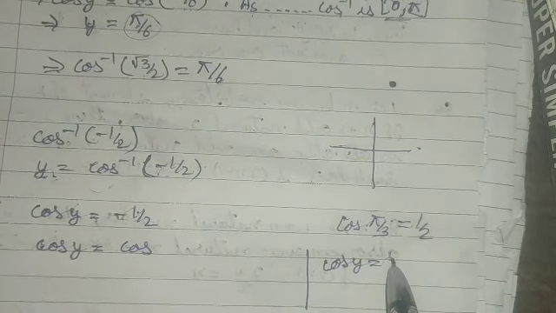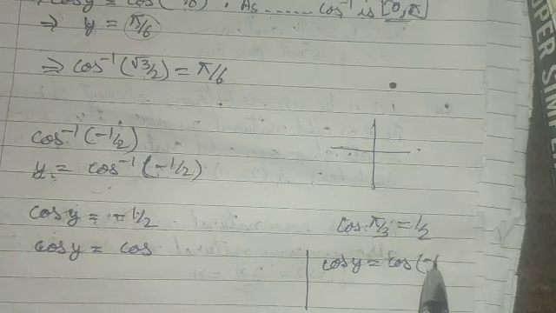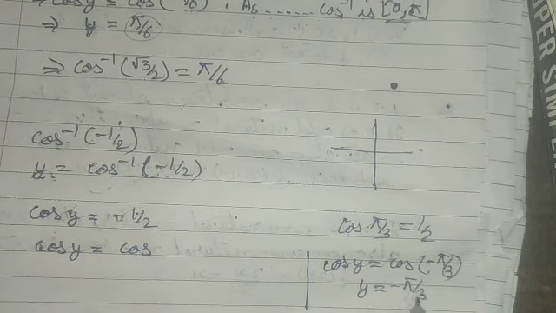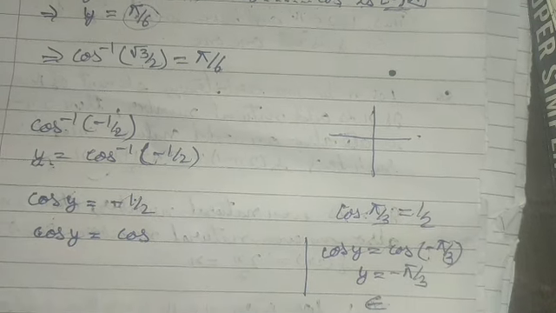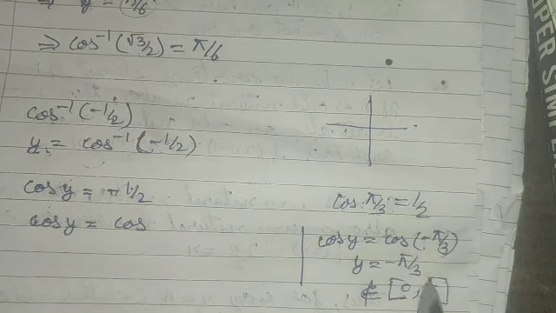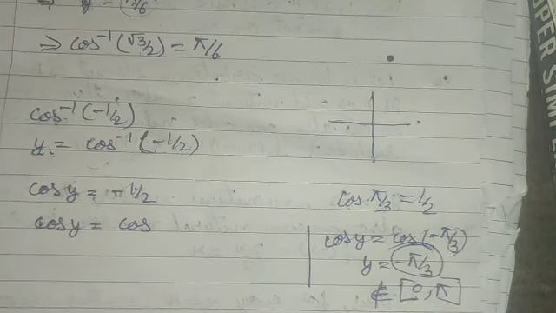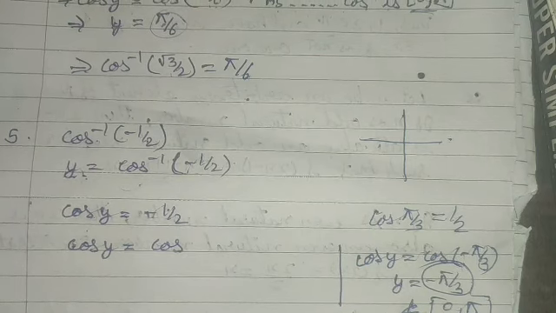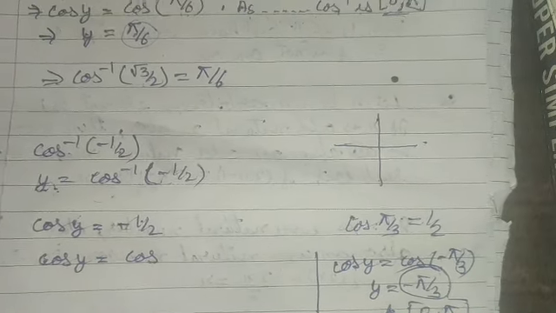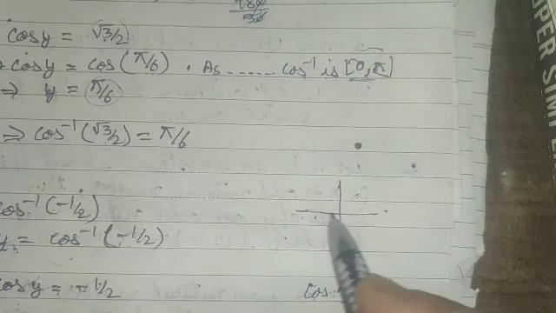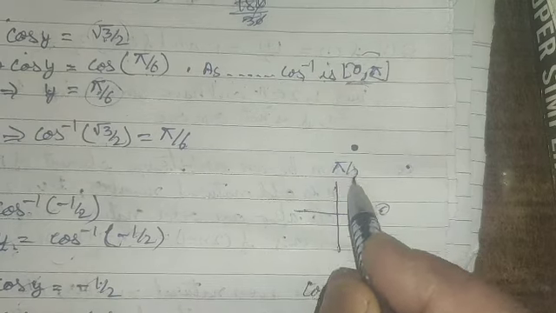If I take cos y equal to cos of minus pi by 3, this will give us y equal to minus pi by 3. But the principal value branch of cos is between 0 and pi, and this value minus pi by 3 is not in the range of the cos inverse function. So what will we do? Now again, if you see, you have done this in smaller classes. Now 0, this one is pi by 2 and this one is pi.